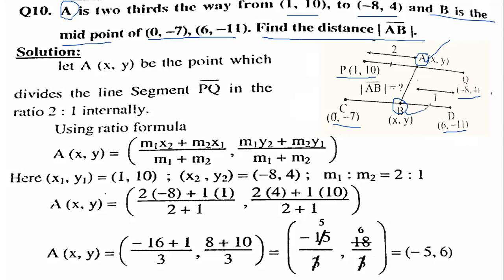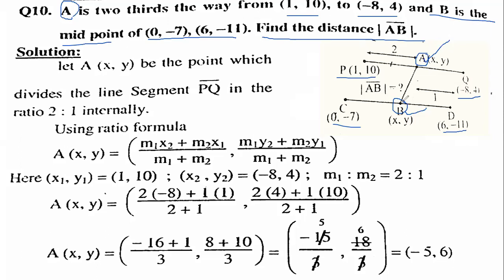So first, we are going to find coordinates for point A. How will we find the coordinates of point A? Using the internal division formula. Why do we have to use the internal division formula here? Because A divides PQ internally in the ratio 2:1. And for B, we will use the midpoint formula. Why do we have to use the midpoint formula here? Because it is given in the question that B is the midpoint of segment CD. After finding the coordinates of A and B, using the distance formula, we will be able to finish this question.